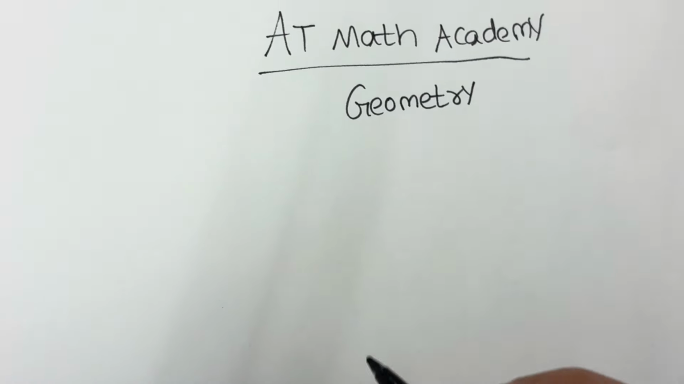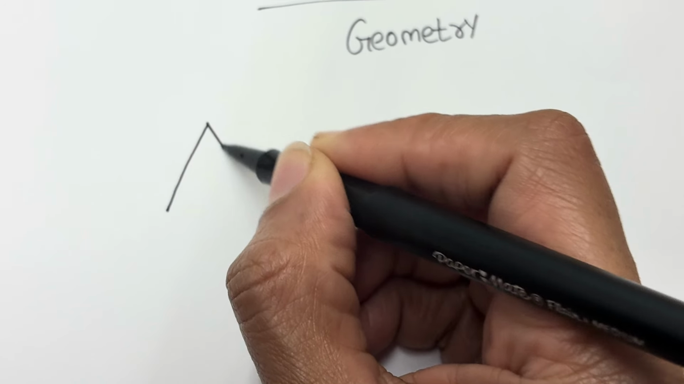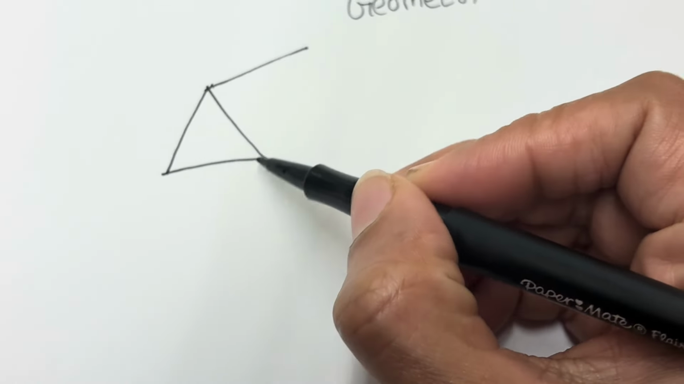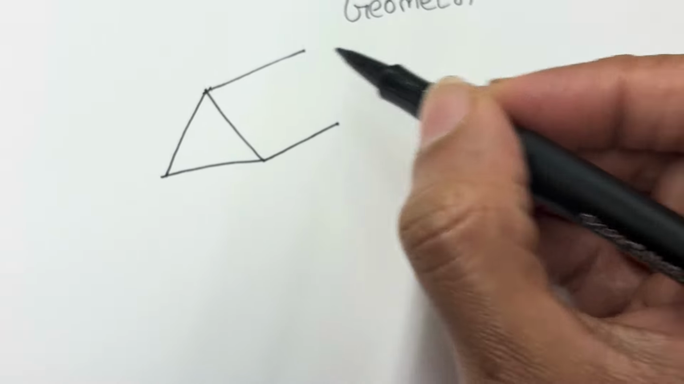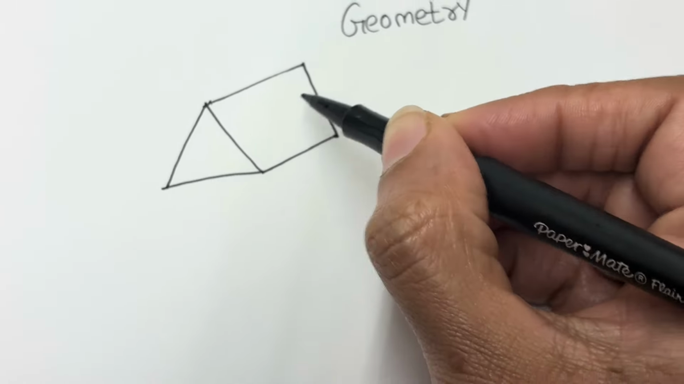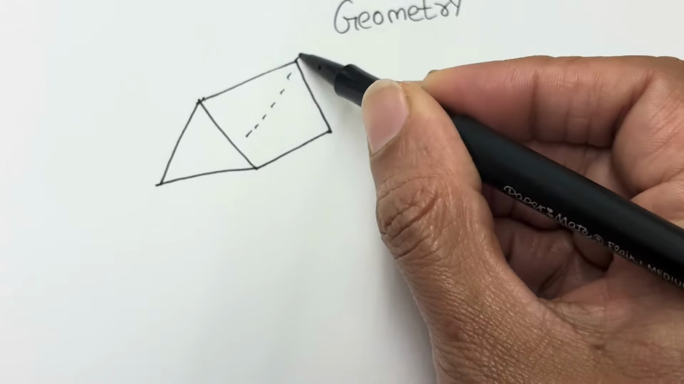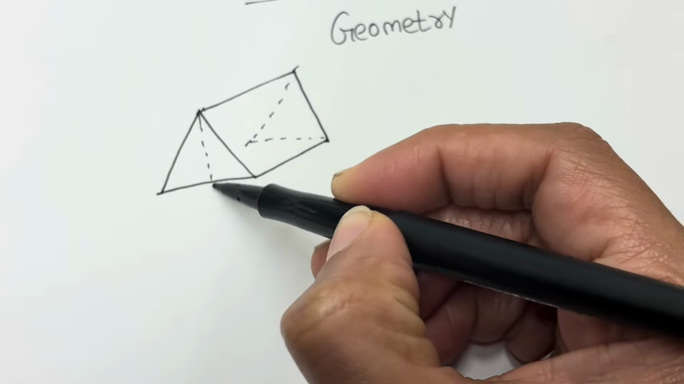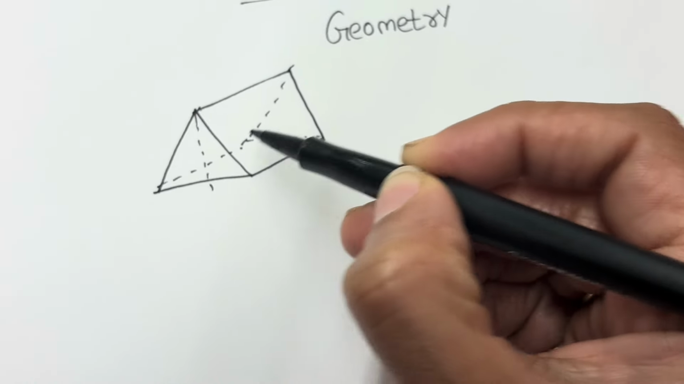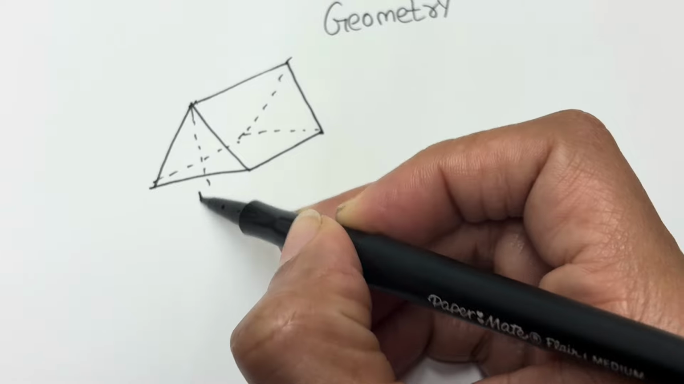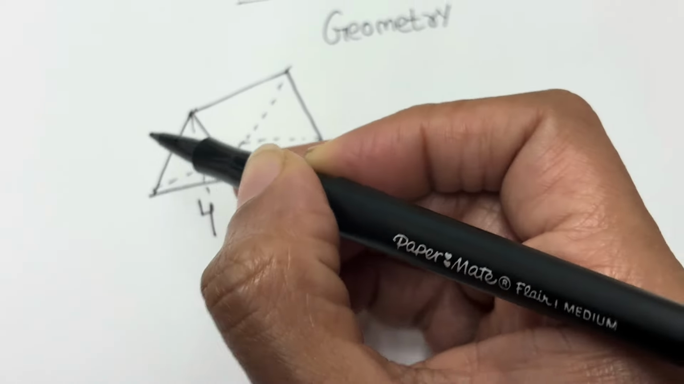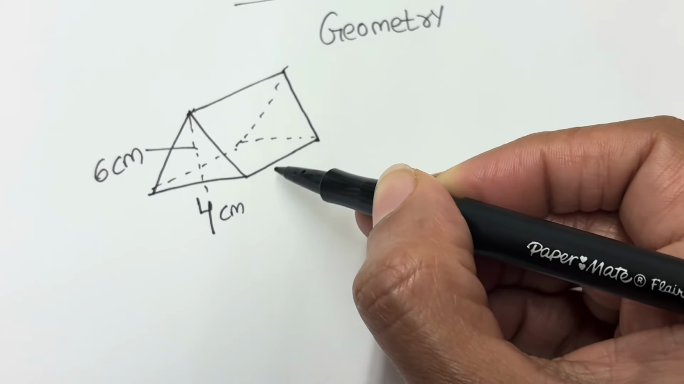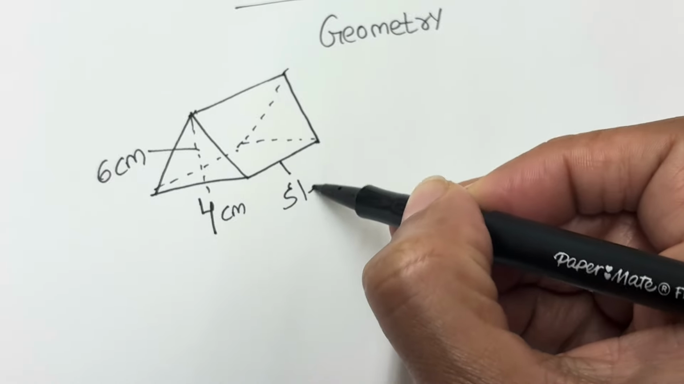So let us draw a nice triangular prism. This is the triangle, and let me take the parallel sides and then draw the nice square here, and let's draw the nice dotted lines inside here, and this should be the height of the triangle. Let's join these here. So let's see, the base of the triangle is 4 centimeters and the height of this triangle is 6 centimeters, and this is called the slant length.